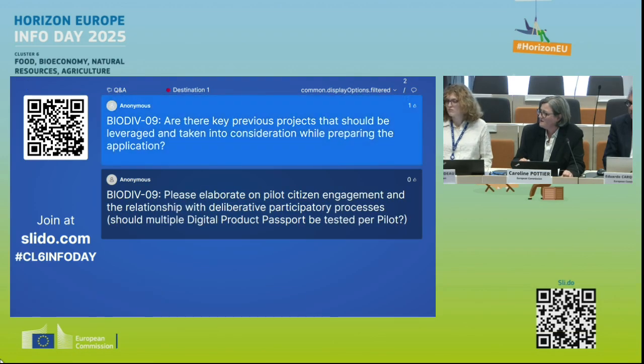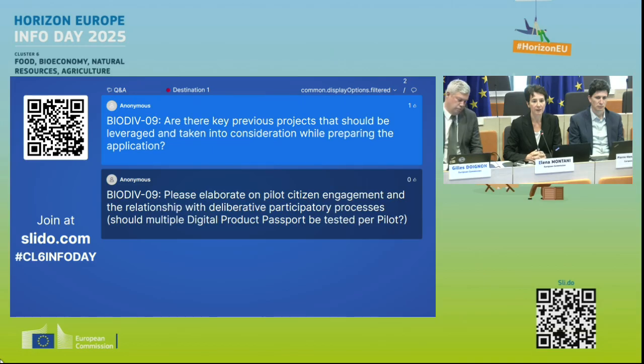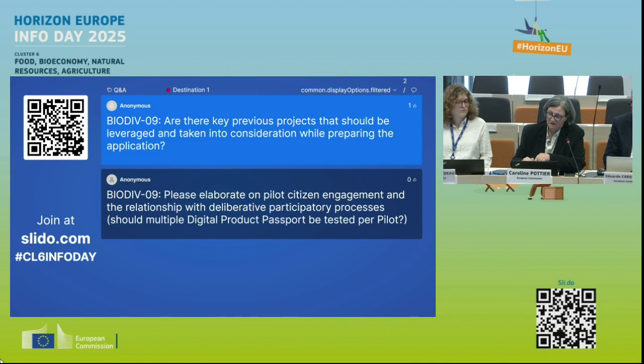Thank you. Are there key previous projects that should be leveraged and taken into consideration while preparing the application? Yes, there are some projects which are quoted in the topic, especially one project from Cluster 2, which was working on the same issues but about climate. And also there are two projects which were funded under Horizon 2020 under the Green Deal call. All of them are quoted in the topic. It's not limitative. Proposals could build also on national initiatives for this topic.